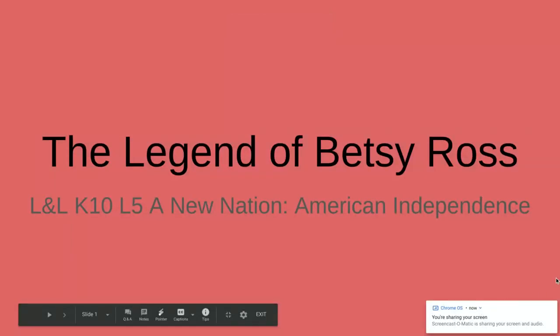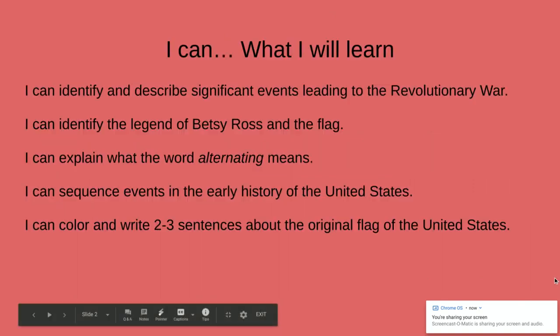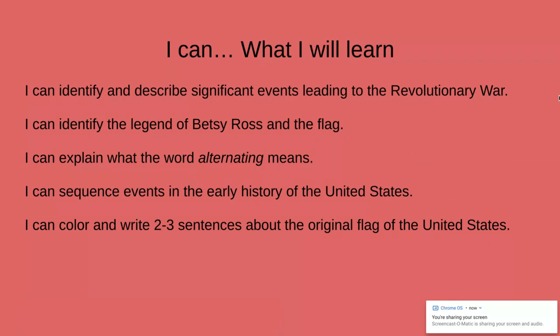Hello there. Today we are doing lesson 5 of A New Nation, American Independence, and our read aloud is titled The Legend of Betsy Ross. Our I can, or what I will learn for today, are: I can identify and describe significant events leading to the Revolutionary War. I can identify the legend of Betsy Ross and the flag.